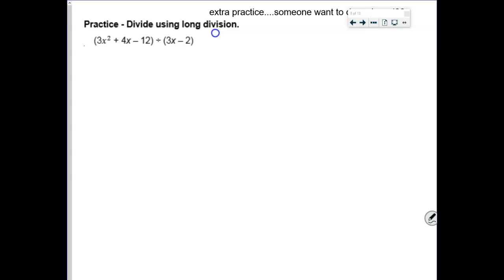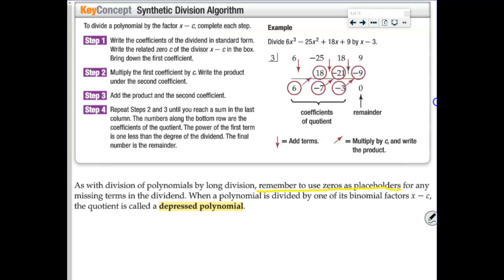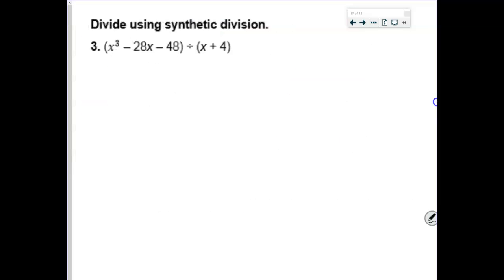All right, real quick, synthetic. We love synthetic, as long as we remember how to do it. So, what goes in the little weird half box? Not x plus 4, but not 4, -4, the solution to your divisor, if you were to solve your divisor by setting it equal to 0. Now your coefficients, again, watch out here. It's a 1, 0, -28 and -48.